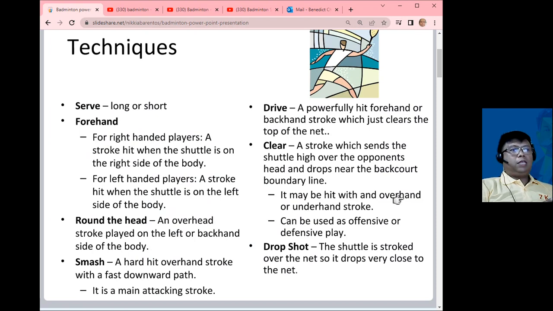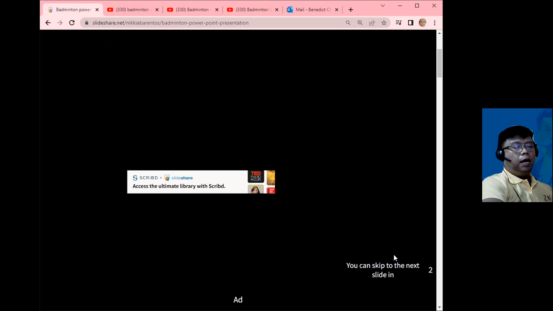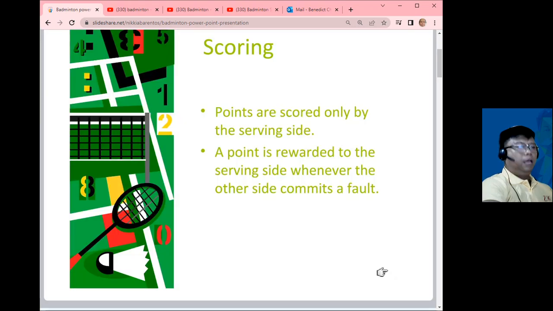Drop shot, the shuttle is stroked over the net so it drops very, very close to the net. So mainly, these are the different techniques that we are going to be focusing on in badminton.